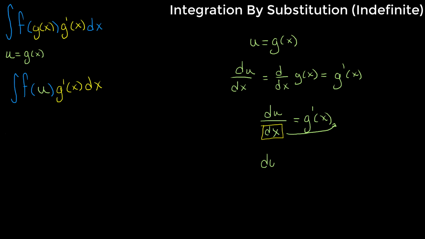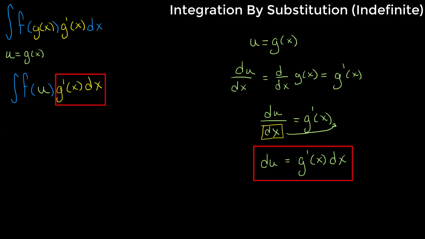And that'll leave us with du equals g prime of x dx. Now, I want you to notice something very interesting. G prime of x dx is located in our integral. It is right there. So circling them both, we can see that since du is equivalent to g prime dx, we can go ahead and make that substitution.